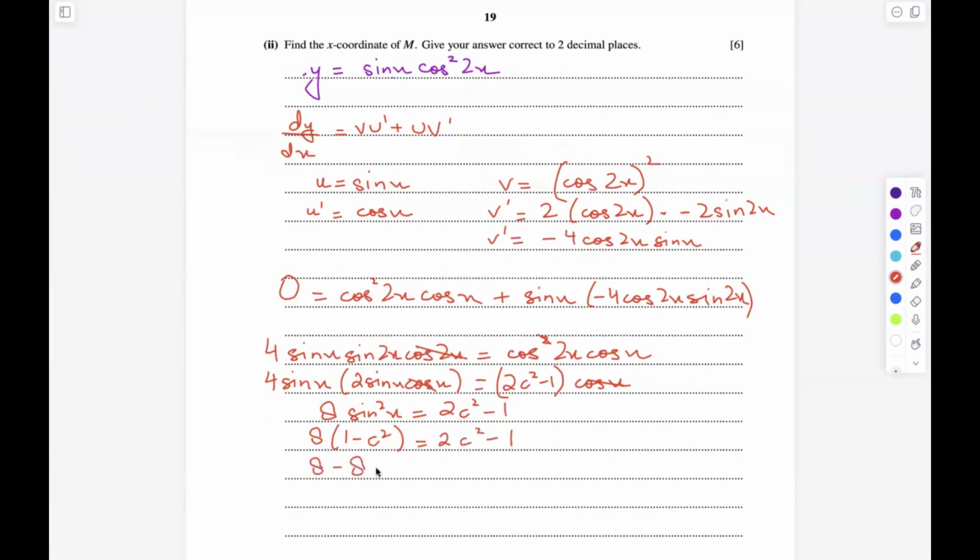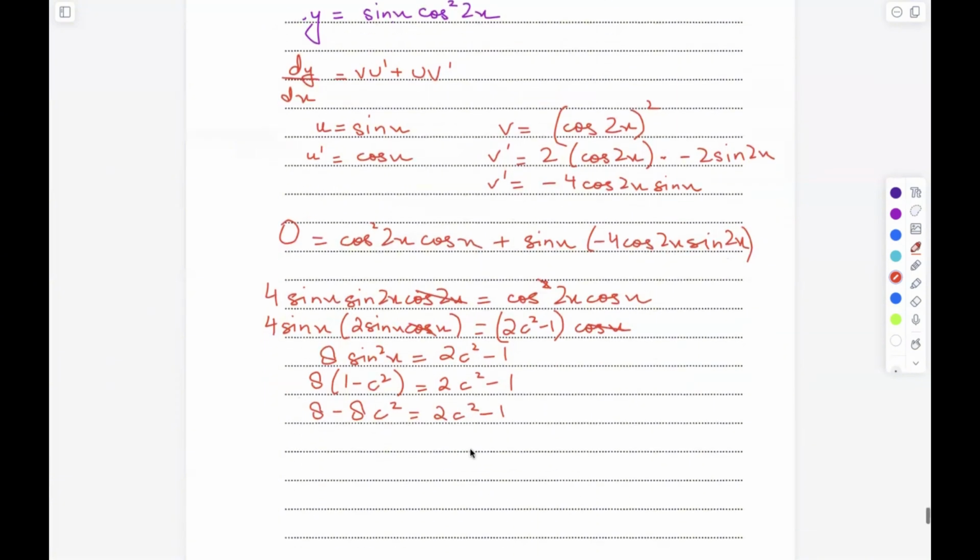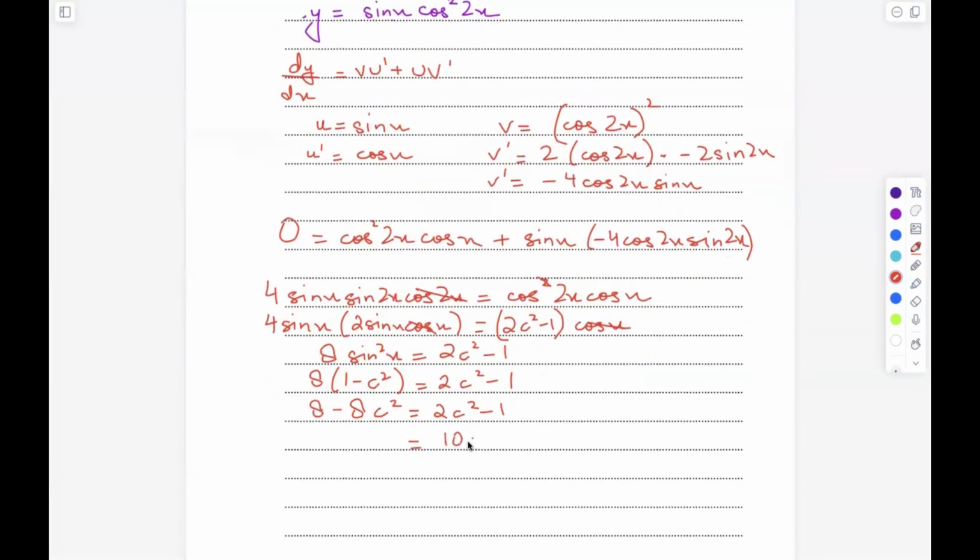Opening the bracket, we'll get 8 minus 8 cos squared is equal to 2 cos squared minus 1. Taking 8 cos squared on the right hand side, this will become 10 cos squared. Taking minus 1 on the left hand side, this will become 9. So cos squared of x will be equal to 9 upon 10. So now we just have to square root 9 upon 10 and then take cos inverse. So substituting this value in the calculator, we'll get cos inverse of square root of 9 upon 10.